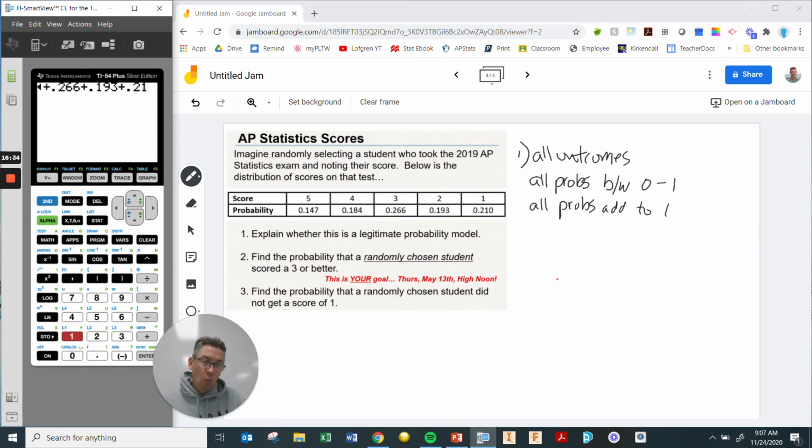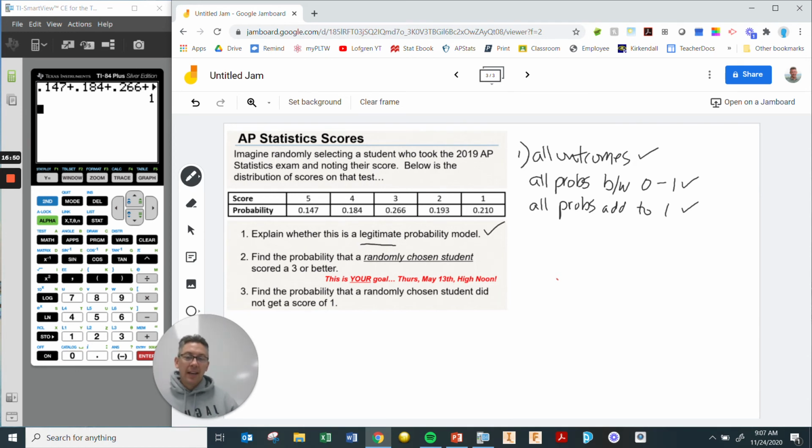Now, it had better add up to 1. If it doesn't add up to 1, there's some missing probability or some extra probability. All right, we added up, and we total 1. That looks good. So all of these things are checked off. We do have a legitimate probability model.